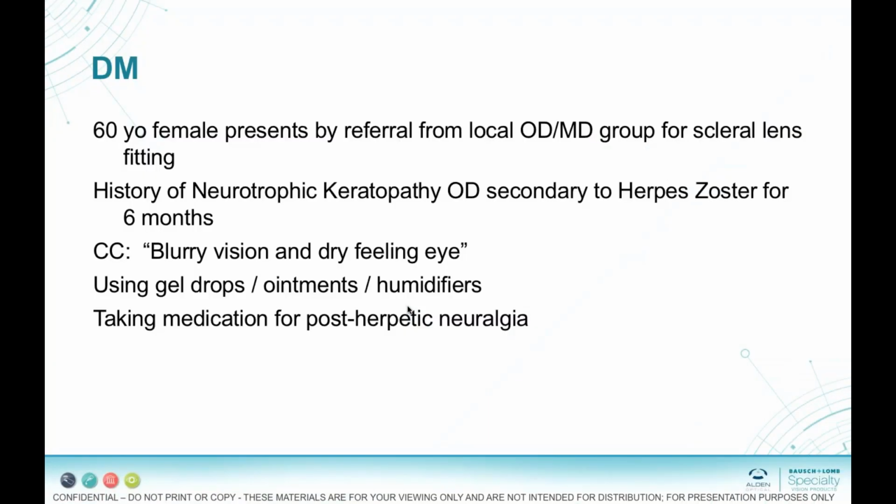In case number 2, we have a 60-year-old female who presents by referral from a local OD/MD group for a scleral lens fitting. She's been followed by this group for 6 months, ever since she had herpes zoster on the right side of her face, which affected her eye and created a neurotrophic keratopathy on the right eye. Her chief complaint, again, is blurry vision and a feeling of dryness in her eye. She is using gel drops, ointments, humidifiers, you name it, all the things that she should be doing to try to help, especially in this neurotrophic environment. She's also taking medication for her post-herpetic neuralgia.